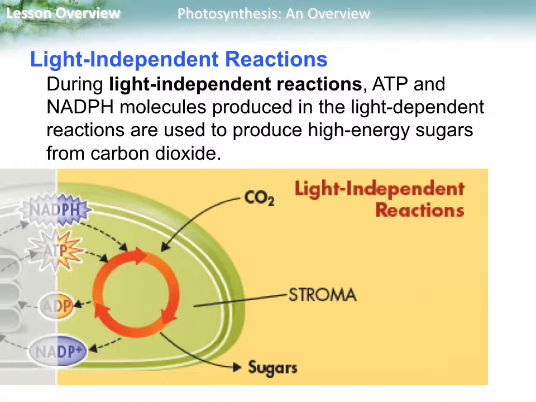So during the light-independent reactions, ATP and NADPH molecules produced in the light-dependent reaction are used to produce high-energy sugars from carbon dioxide. So you take the NADPH that was formed. We go through some cycles, which we will get into in much more detail. You take in the CO2, and you're able to give out sugars. The entire light-independent reaction takes place in the stroma, in the empty space inside of the thylakoid.